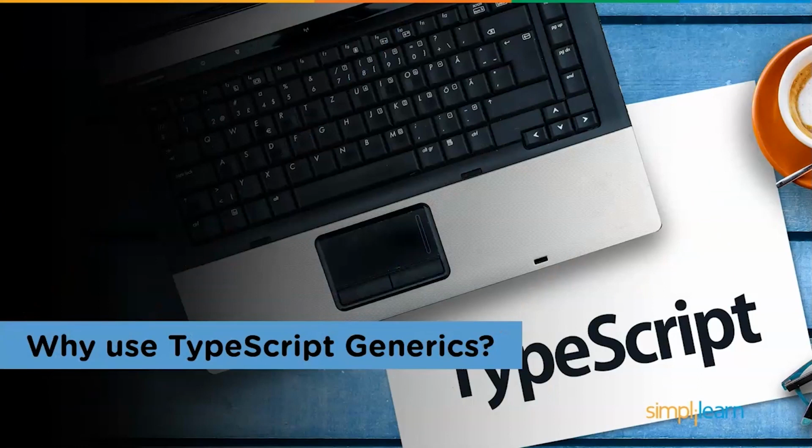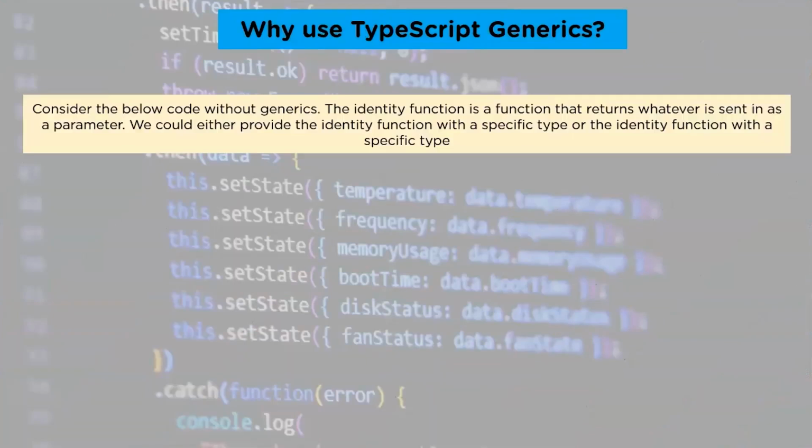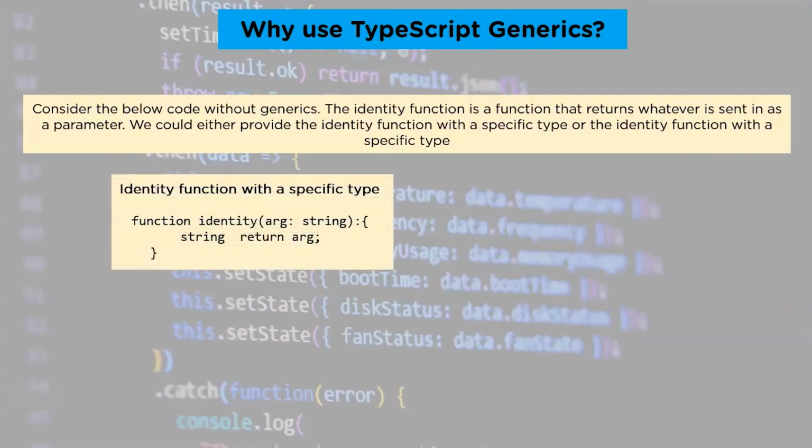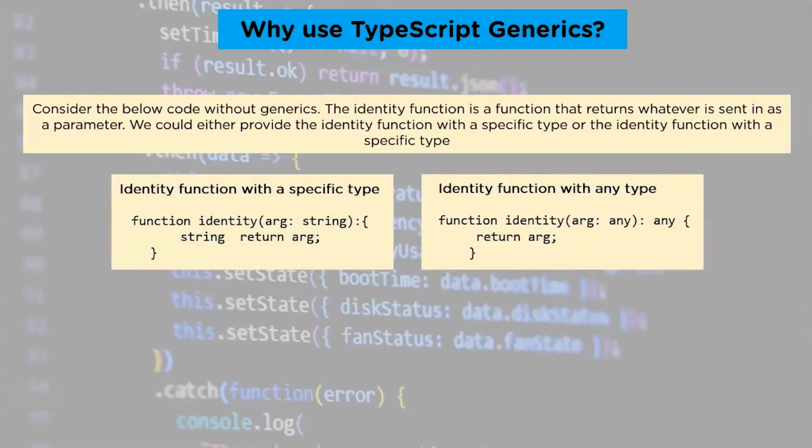Why use TypeScript generics? Consider the below code without generics. The identity function is a function that returns whatever is sent in as a parameter. We could either provide the identity function with a specific type or give the identity function any type.